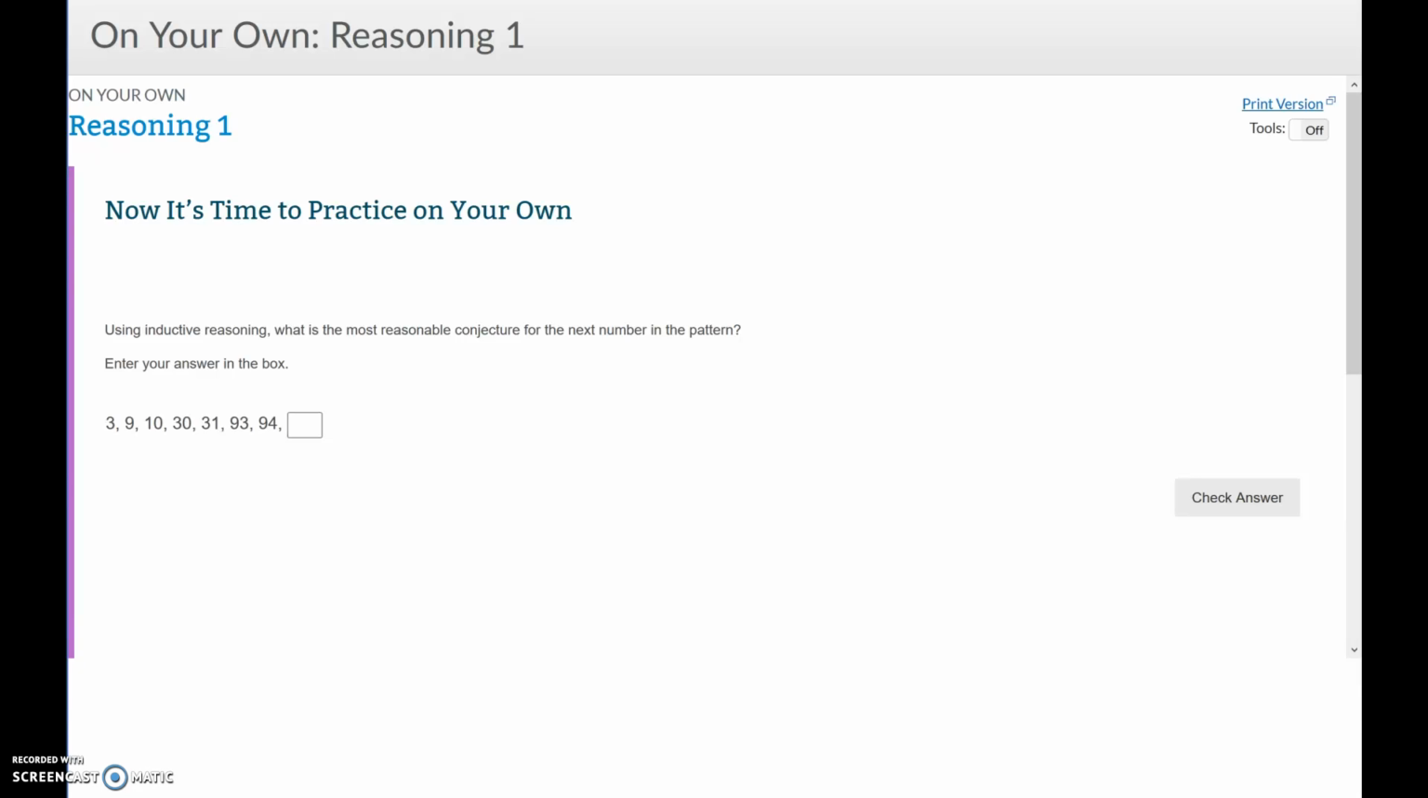So we are going to use inductive reasoning for what is the most reasonable conjecture for the next number in the pattern. So inductive means we're going to observe and make a guess. How can we get from 3 to 9? Well, 3 times 3 is 9. And then we add 1, and that gives us 10. Let's see if that works for the next group.